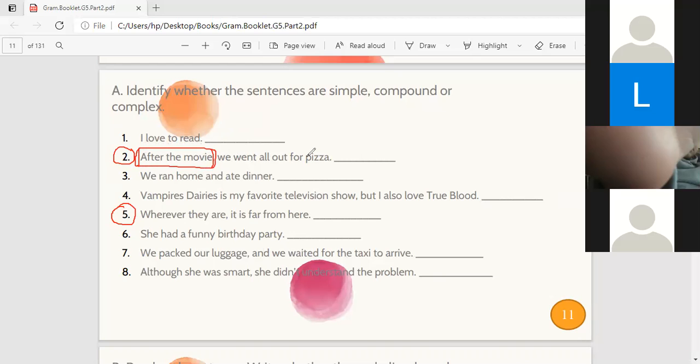We look at the second part. We went all out for pizza. What does it make? Kareem, what does it make? It makes a clause. Okay, what type of clause? Dependent or independent? We went all out for pizza. Independent. So one independent clause, what do we consider it? Simple, compound, or complex?